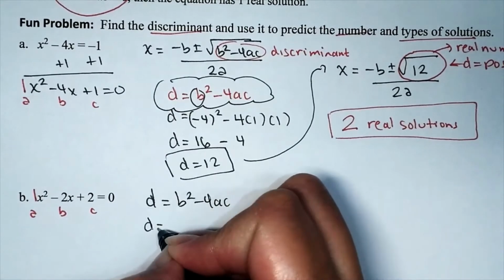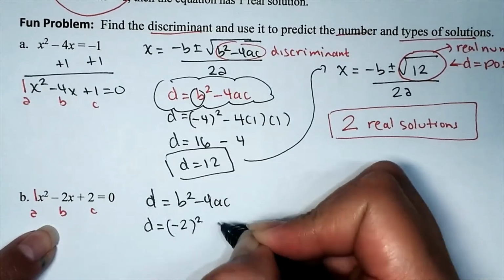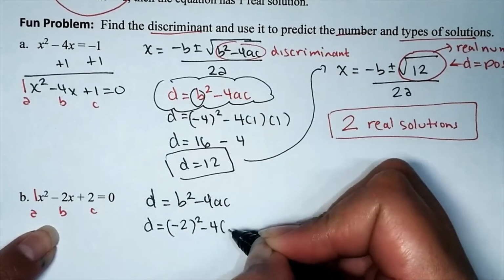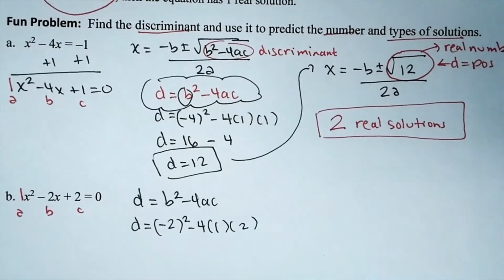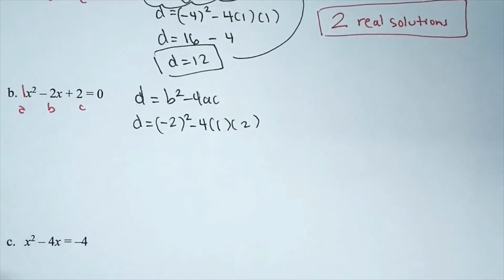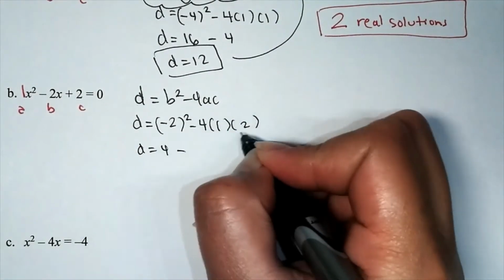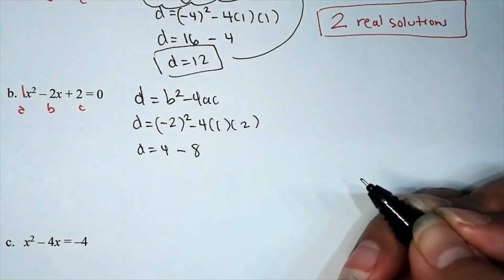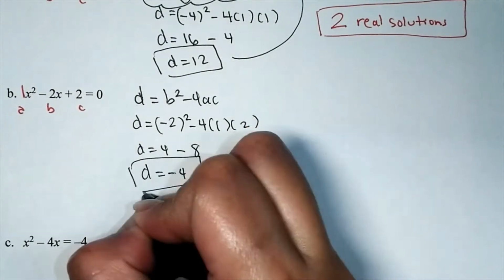Let's plug and chug. So we have D equals B squared. The value of B is negative 2, we've got to square it, minus 4 times A, which is 1, times C, which is 2. Again, you have a calculator, punch it in, but I have to freehand it because I misplaced my calculator. The square of negative 2 is 4. The product of 4, 1, and 2 is 8. And then that difference is negative 4.